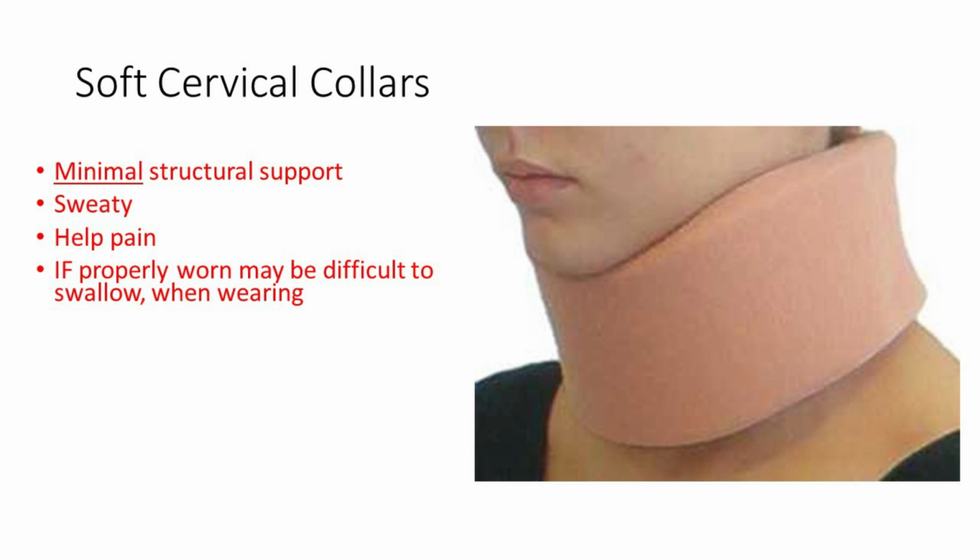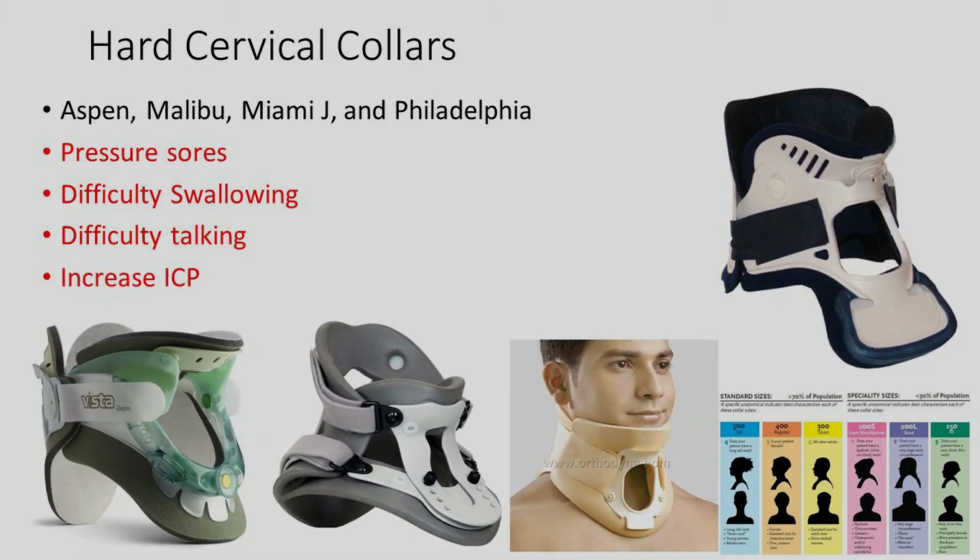Well, there's different options. You can either have a soft collar, which is not very sturdy and really doesn't provide much structural support, and then you can have hard collars. There are problems with hard cervical collars, and there's a whole range of different types: Aspen, Malibu, Miami J and Philadelphia. The Aspen is probably the most common one, and don't forget there's a notch at the bottom that you can use to tweak and change the size of the collar.